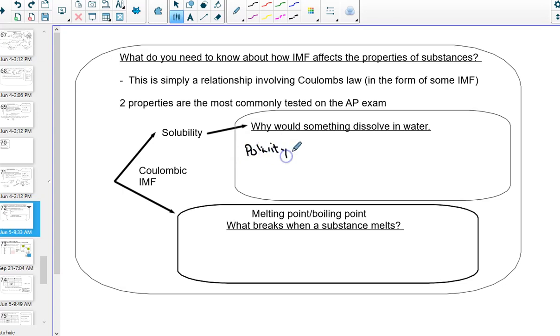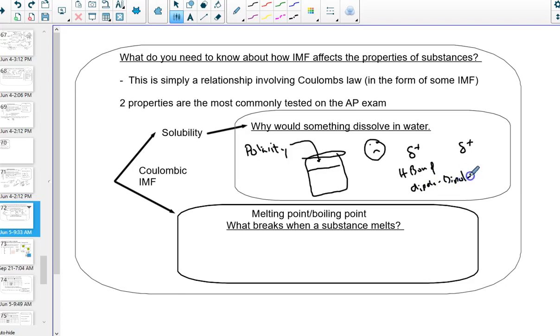Polarity. When you have a polar solvent, you need to be polar to dissolve in it. There's an old term, "likes dissolve likes," but we don't really want to use that. You want to talk about one polar substance attracting another polar substance. Again, you could have hydrogen bonding, or a dipole, or ion dipole.